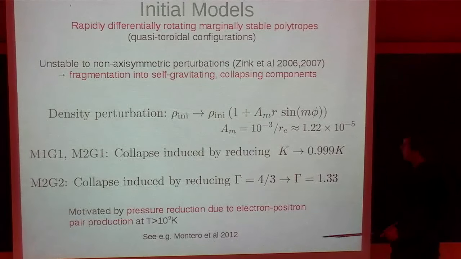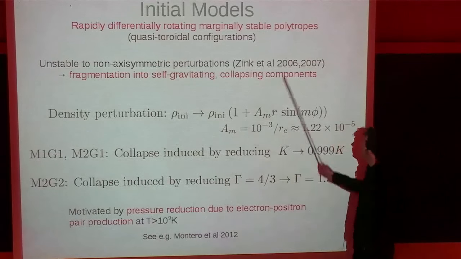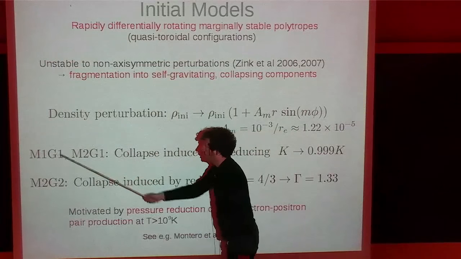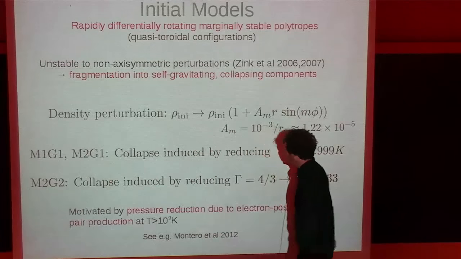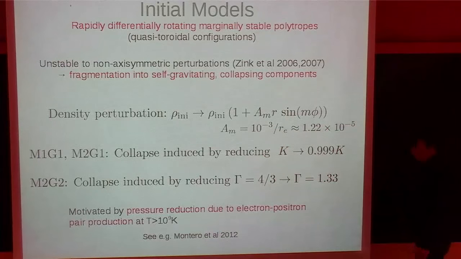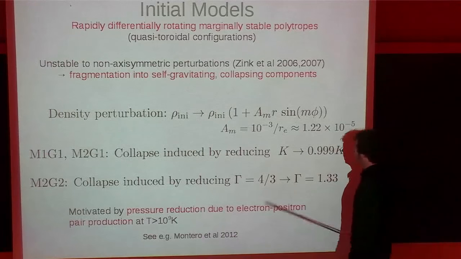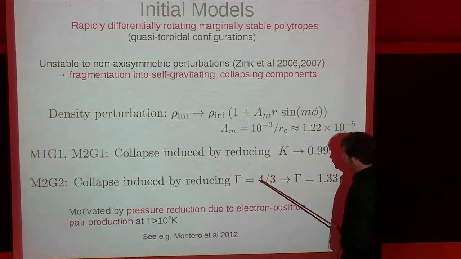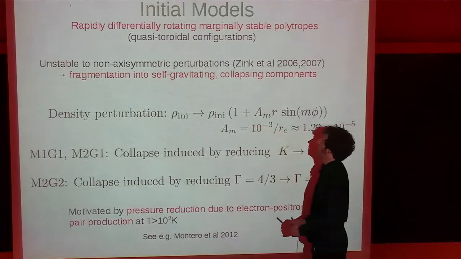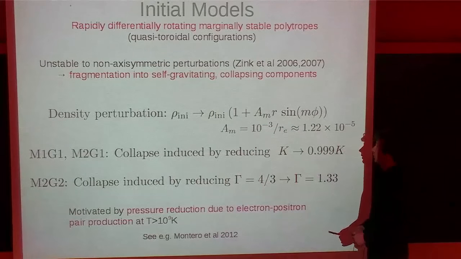So what Burkhard Zink did in 2006 and 2007 is basically look at these two models that I label M1 G1 and M2 G1. He induces the collapse by artificially reducing the pressure by 10 to the minus 3, by reducing the polytropic scale. And he put initially on the density distribution an M equals 1 mode and an M equals 2 mode.